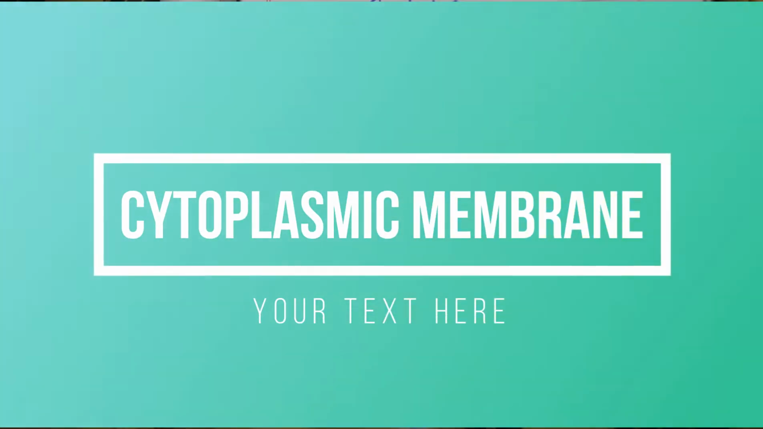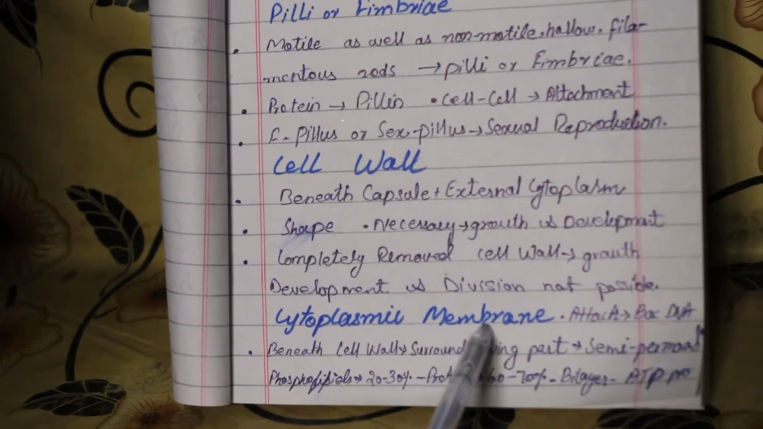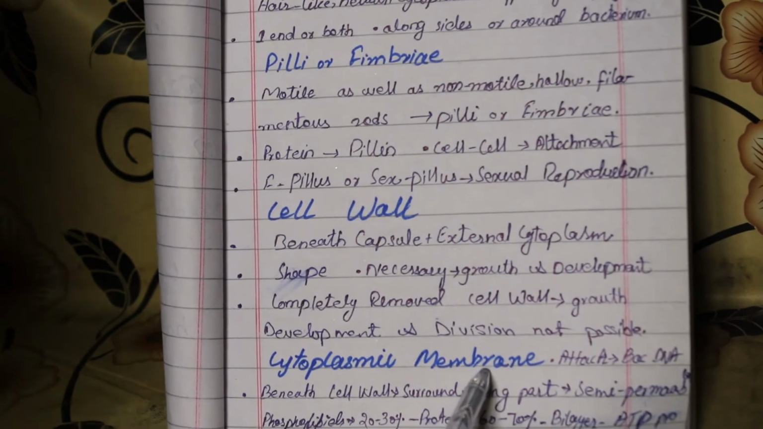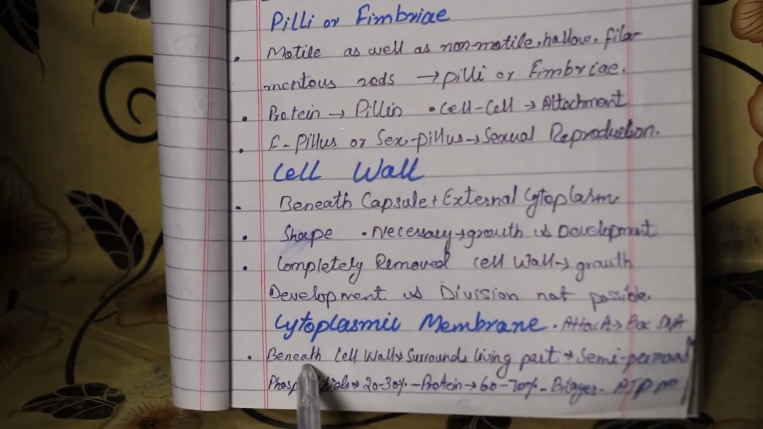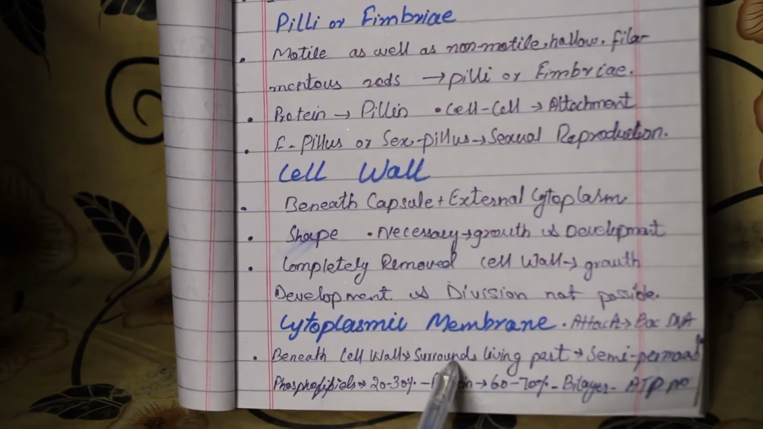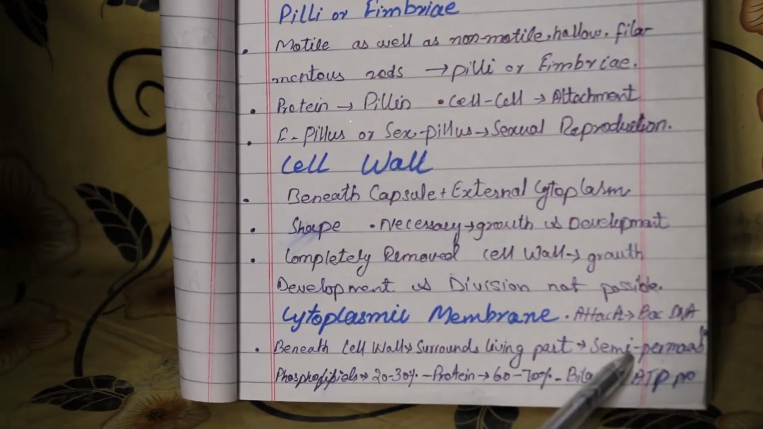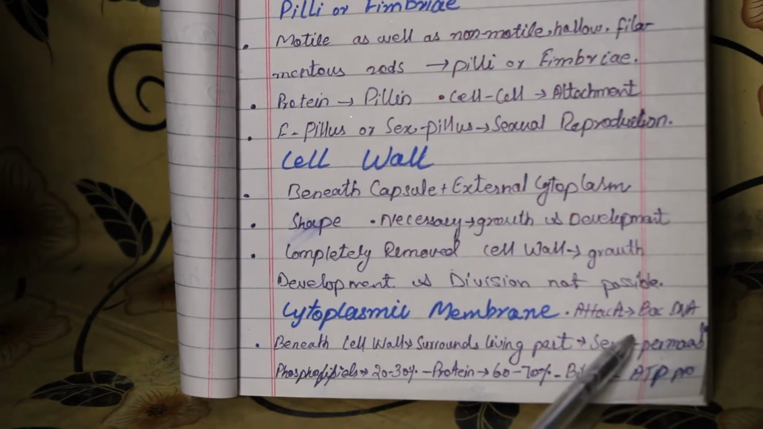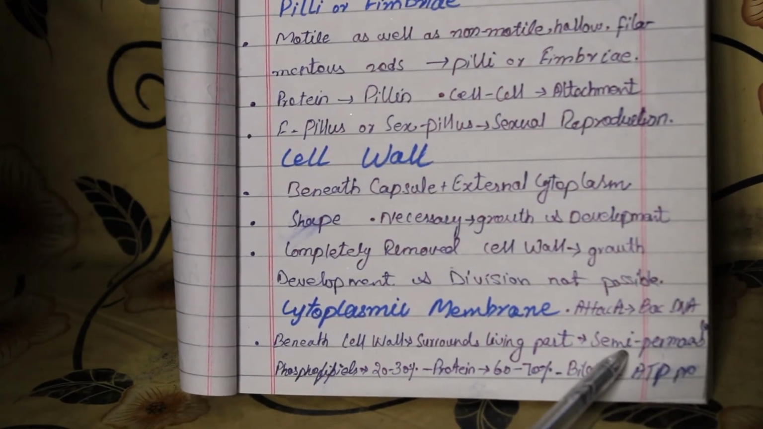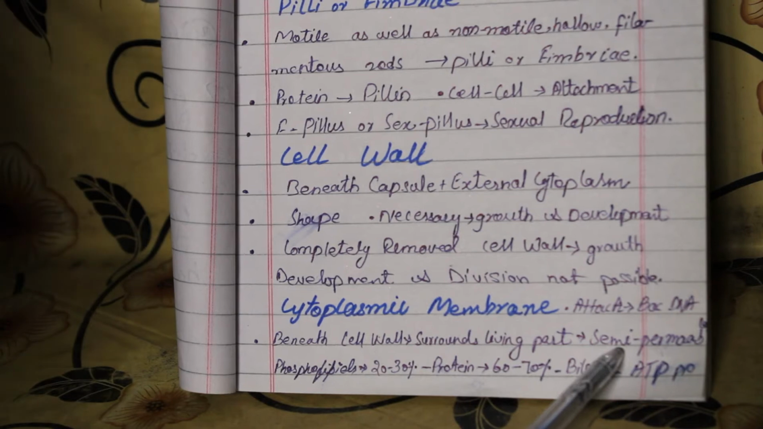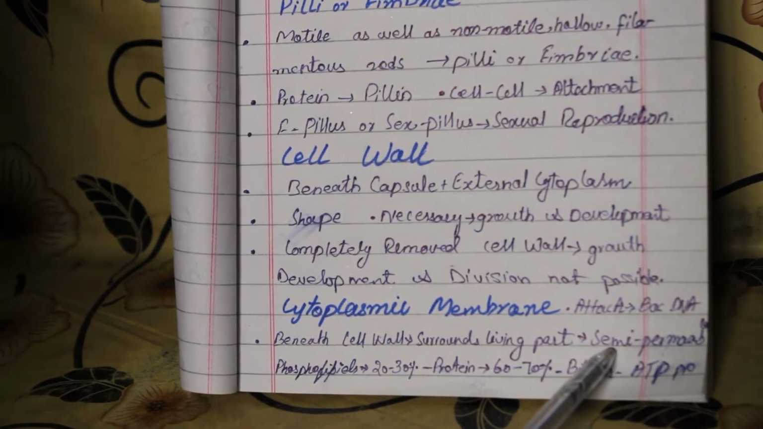Next is the cytoplasmic membrane. Of course, it comes beneath the cell wall. And what does the cytoplasmic membrane do? The cytoplasmic membrane surrounds the living part of the cytoplasm. It is semi-permeable. Semi-permeable means it allows some molecules to pass out, and resists the passage of some other molecules.